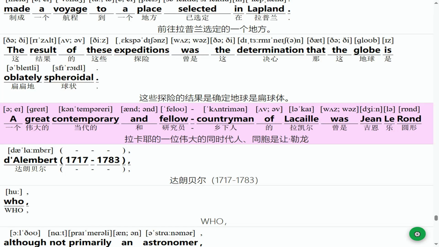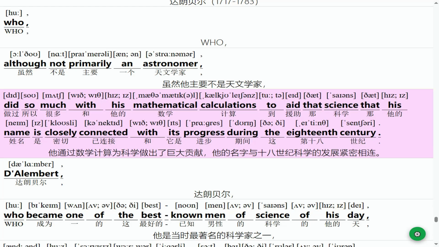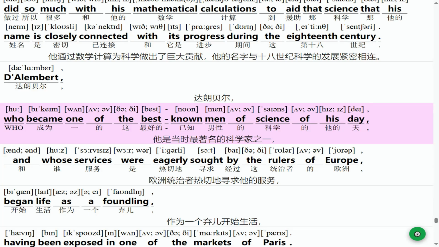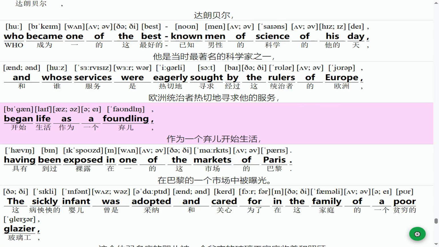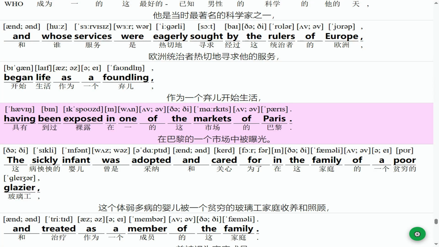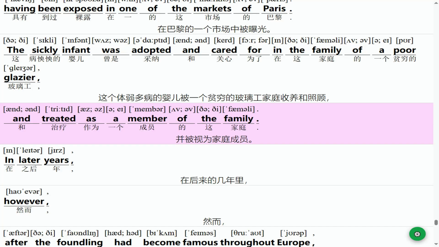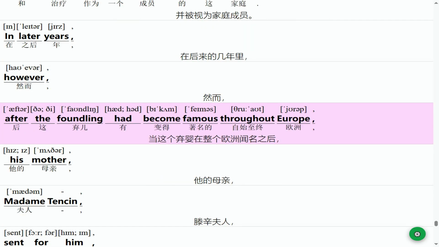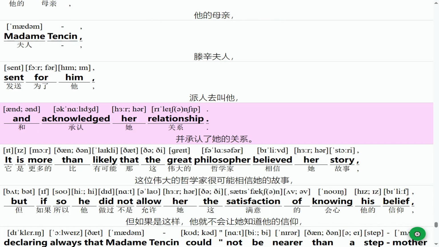A great contemporary and fellow countryman of Lacaille was Jean Le Rond d'Alembert, 1717 to 1783, who, although not primarily an astronomer, did so much with his mathematical calculations to aid that science that his name is closely connected with its progress during the 18th century. D'Alembert, who became one of the best-known men of science of his day, and whose services were eagerly sought by the rulers of Europe, began life as a foundling, having been exposed in one of the markets of Paris. The sickly infant was adopted and cared for in the family of a poor glazier, and treated as a member of the family. In later years, however, after the foundling had become famous throughout Europe, his mother, Madame Tencin, sent for him and acknowledged her relationship.